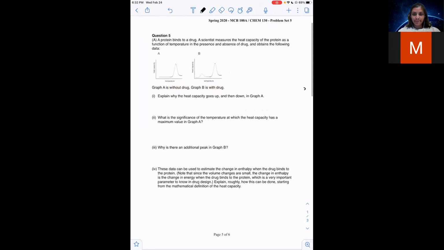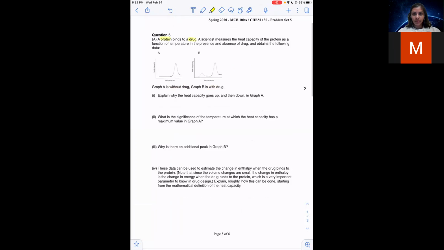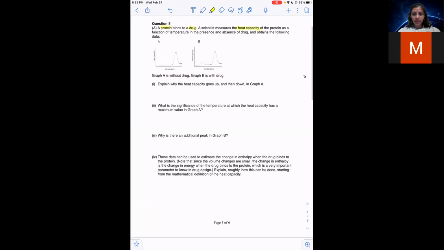All right, so for question 5, we are given basically a protein binding scenario. We have a protein that binds to a drug, and we're measuring the heat capacity under different scenarios. Graph A is without the drug, and graph B is with the drug. So that's just a quick recap of the question. Part A is asking, explain why the heat capacity goes up and then goes down, specifically in graph A, so like this region right here.